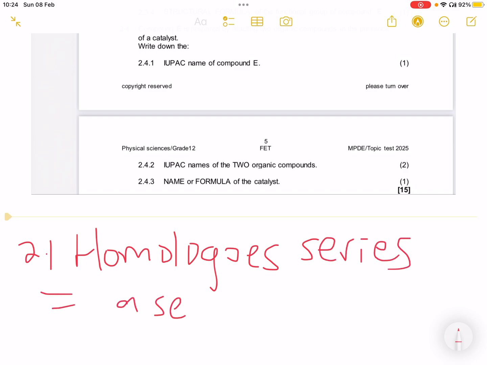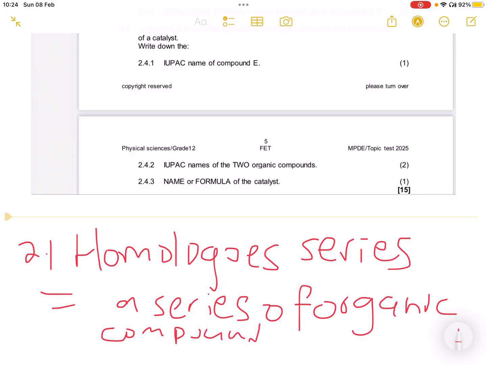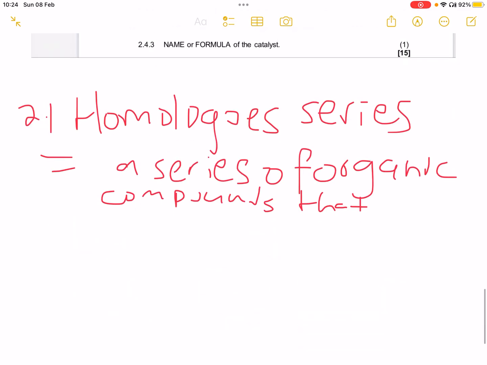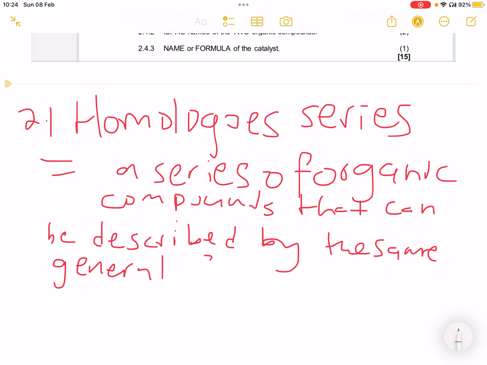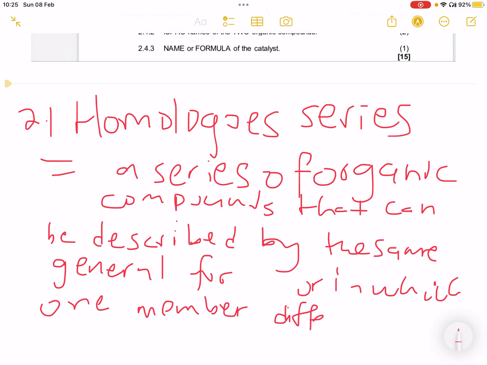Right. Now, this is a series of organic compounds that can be described by the same general formula, or in which one member differs from the next by a CH2 group.